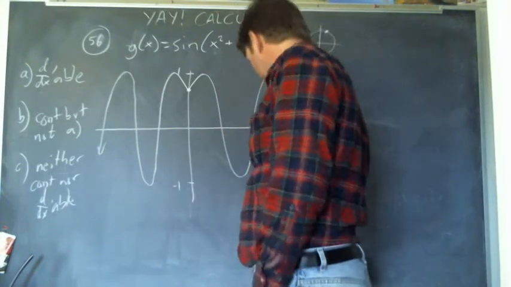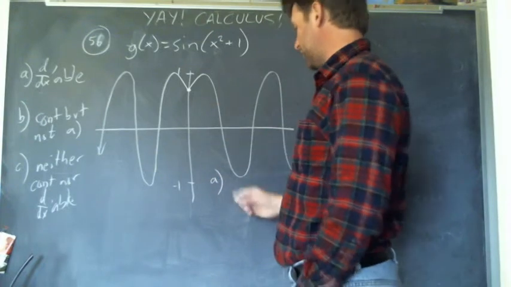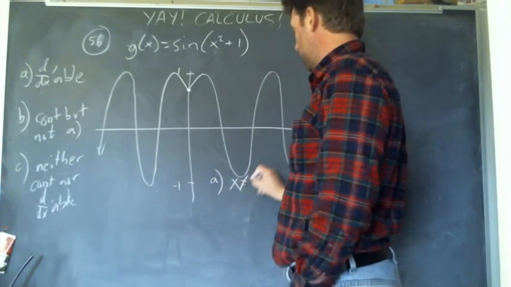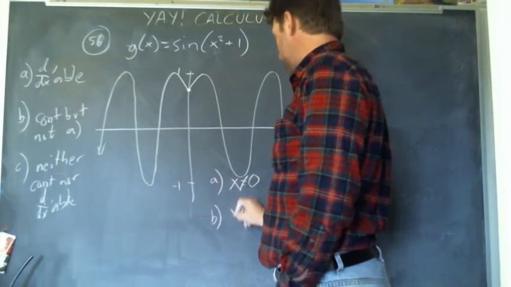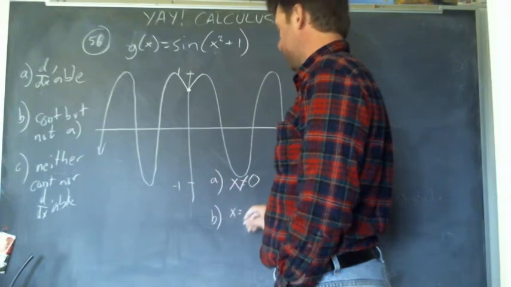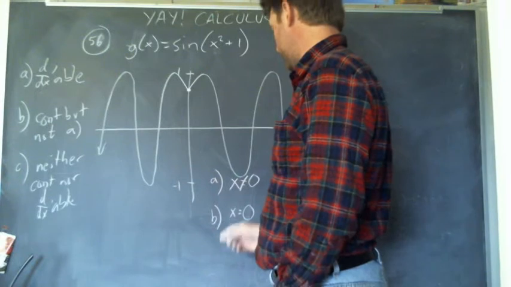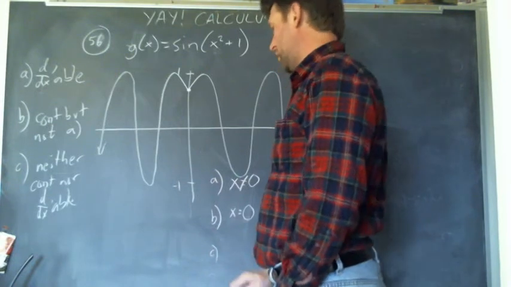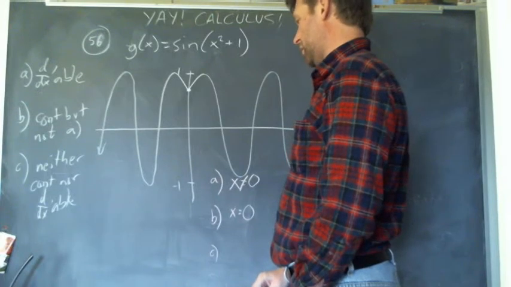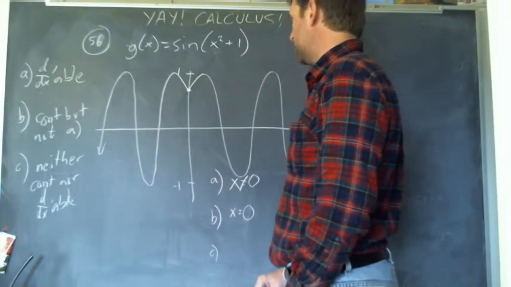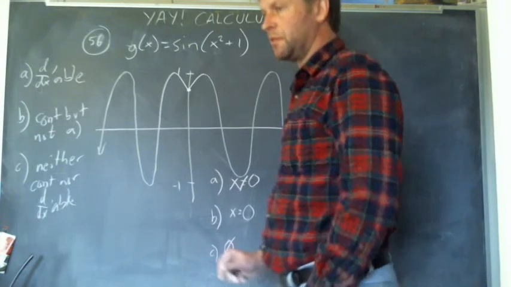Right, so for A, we're differentiable everywhere. For B, continuous but not differentiable, there is no such point. And neither continuous nor differentiable, there is no point at which that happens. So again, pretty much the same answers as the last one.